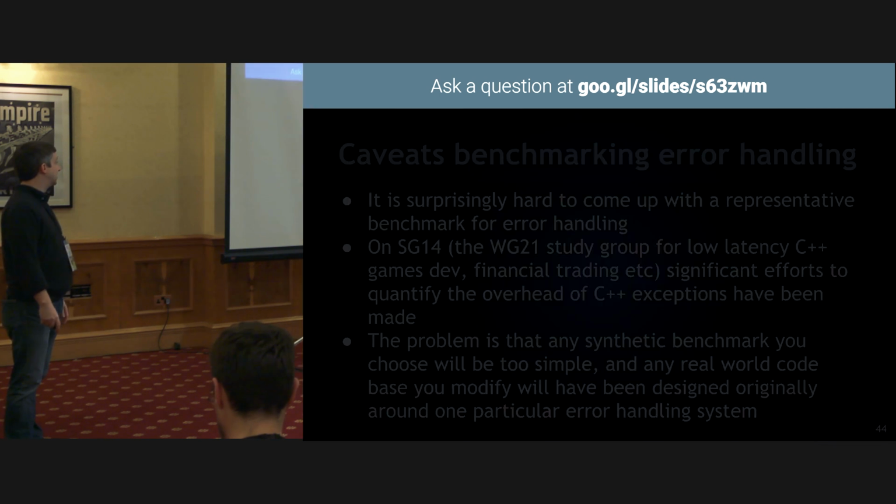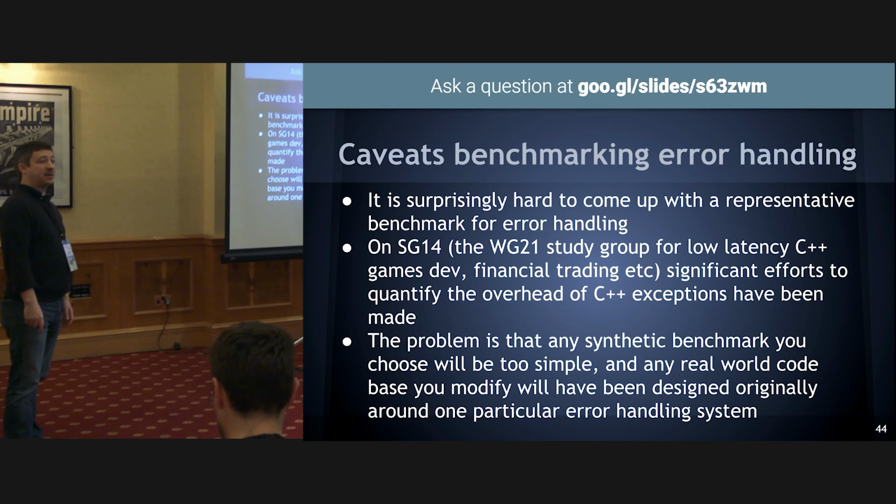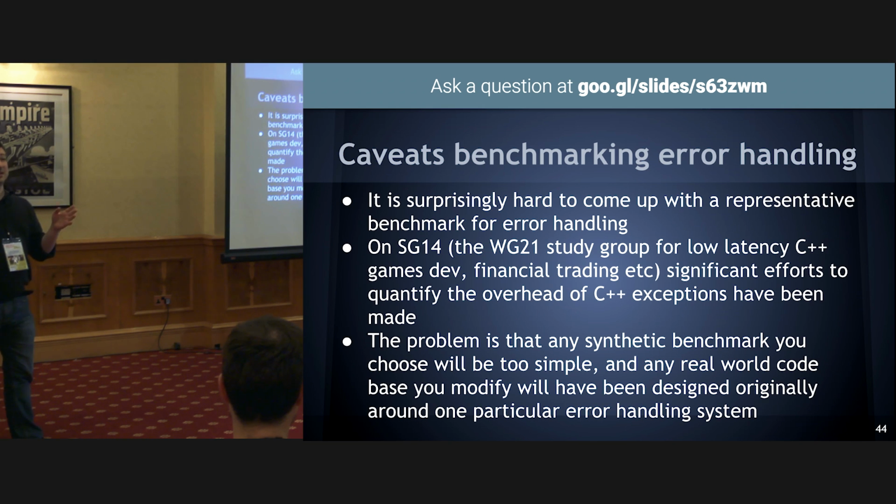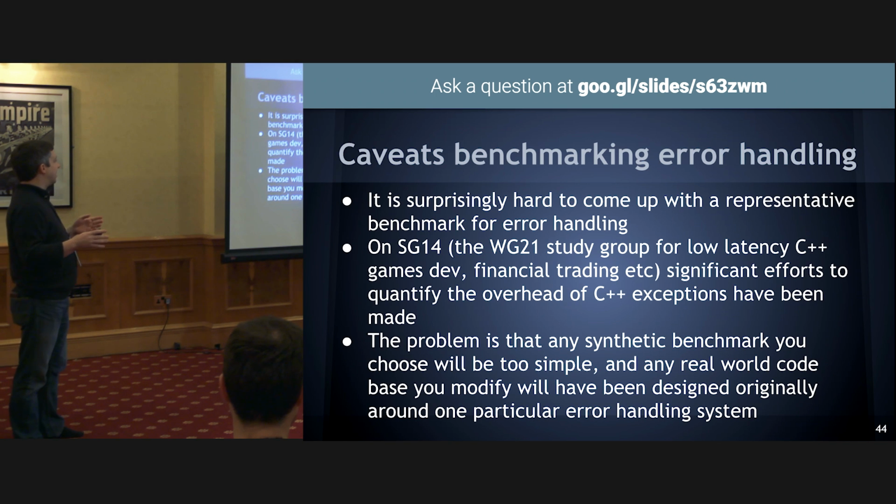So here are some numbers. I'm going to firstly caveat with something that anyone on the SG14 study group for low latency knows. Benchmarking this stuff in a way that's actually useful is hideously difficult. One of the great troubles we had on SG14, when the discussions came up about whether turning exceptions on is bad for code performance or not, is that proving it is exceptionally hard.